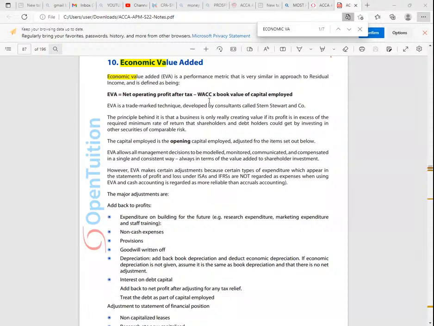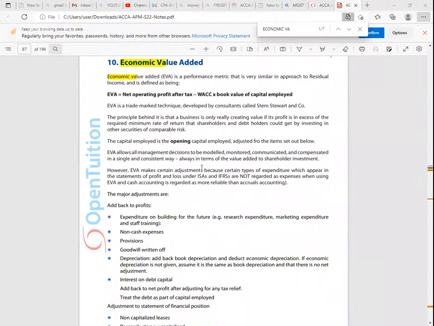Who discovered EVA? Nobody. The principle behind it is that a business is only really creating value if its profit is in excess of the required minimum rate of return that shareholders and debt holders could get by investing in other securities of comparable risk. The capital employed is the opening capital employed, adjusted for the items set out below. EVA allows all management decisions to be modeled, monitored, communicated, and compensated in a single and a consistent way, always in terms of the value added to shareholder investment.